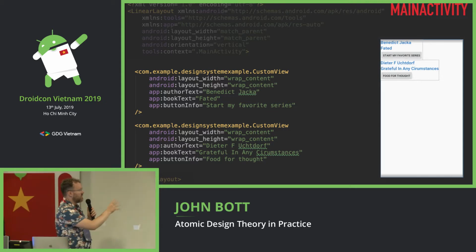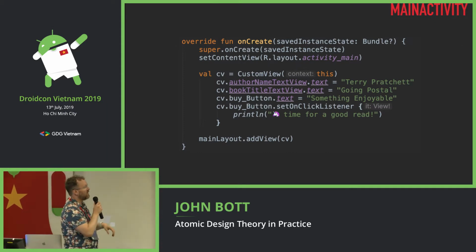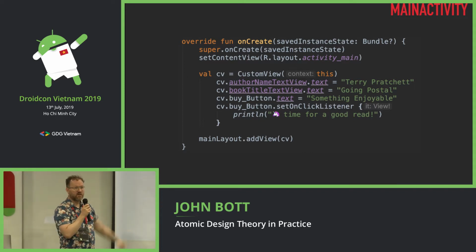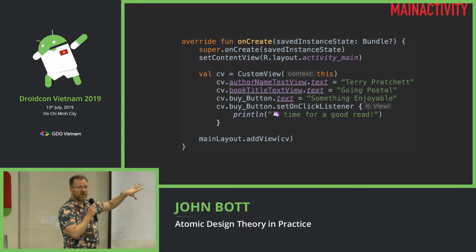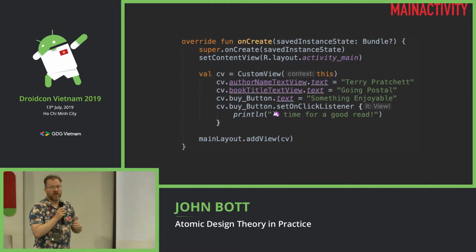All of these are in just XML, but you can also create them within code. So in here, all I'm doing is creating my custom view with the context. I'm setting some properties on this. I'm even adding a click listener onto the button. And then I'm attaching it to the layout for the main activity.